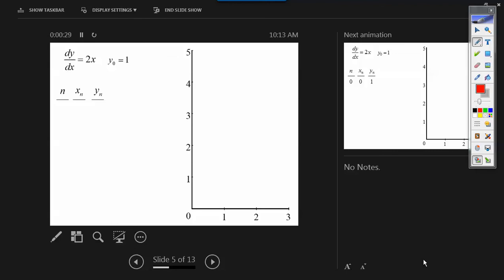I'm going to leave it. You can. I don't care. That's just counting the number of steps. That's counting the number of steps. So I leave off the end column usually.